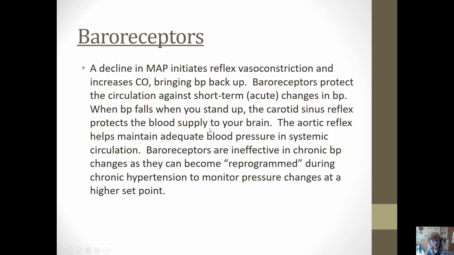Oh, here's an important concept. If this works so well at maintaining blood pressure when our blood pressure rises, how come we have chronic hypertension? Or why do we have high blood pressure all the time? Well, that's because our baroreceptors can become reprogrammed to a higher blood pressure level. So baroreceptors are ineffective in chronic blood pressure changes as they become reprogrammed during chronic hypertension to monitor pressure changes at a higher set point.